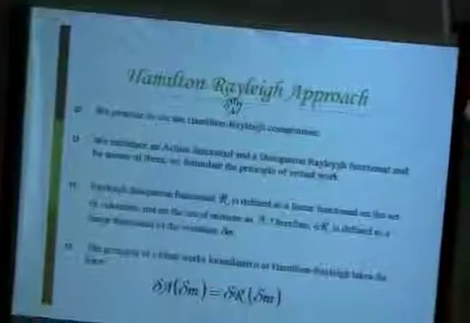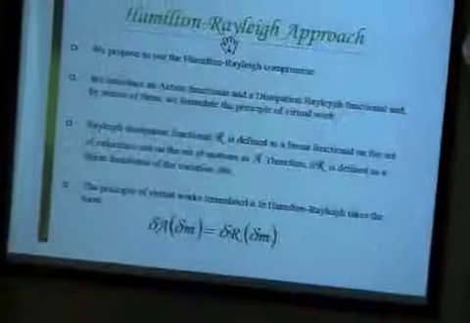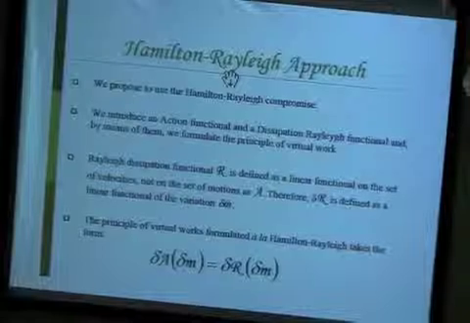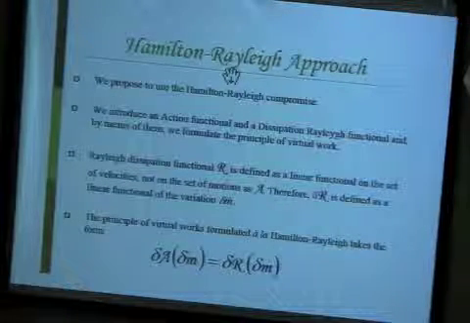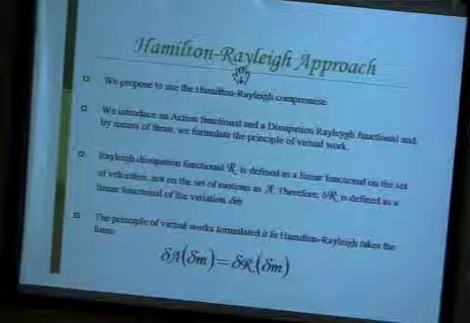Last thing I want to tell you, but also this is well known by physicists, you can add a Rayleigh dissipation functional if you want to introduce dissipation in the scheme, and the first variation of the Rayleigh functional equated to the variation of action gives you the evolution equations.